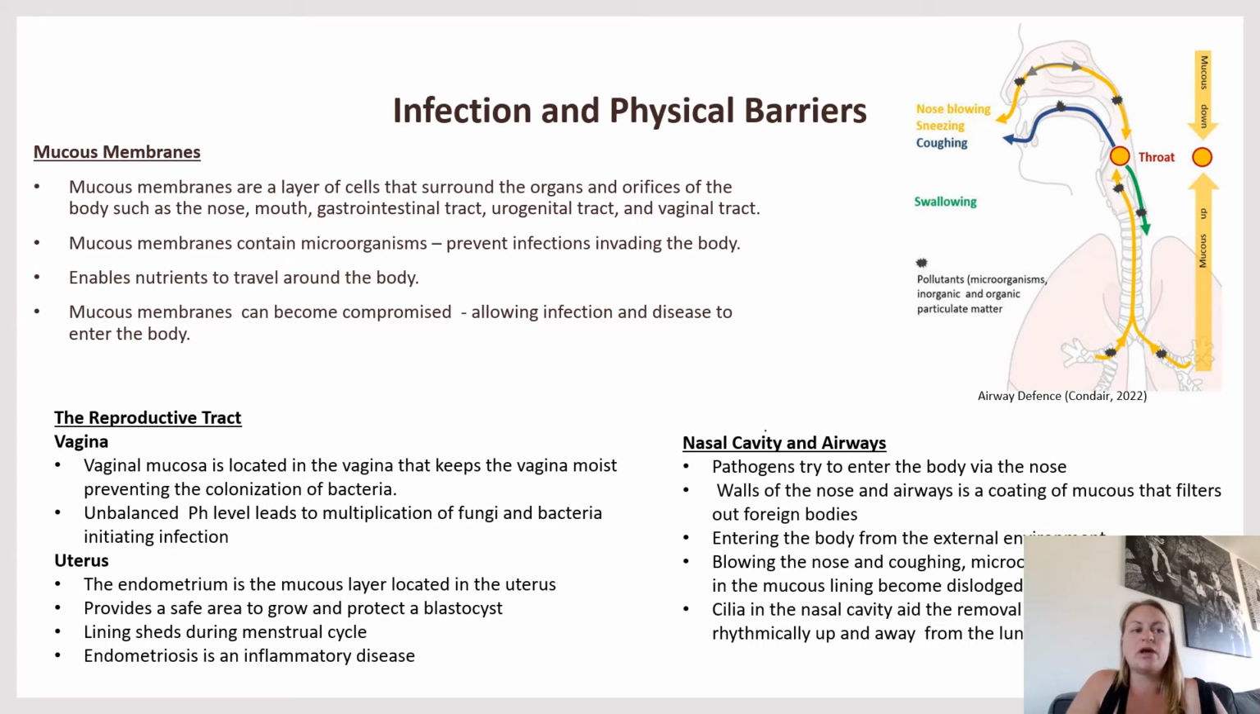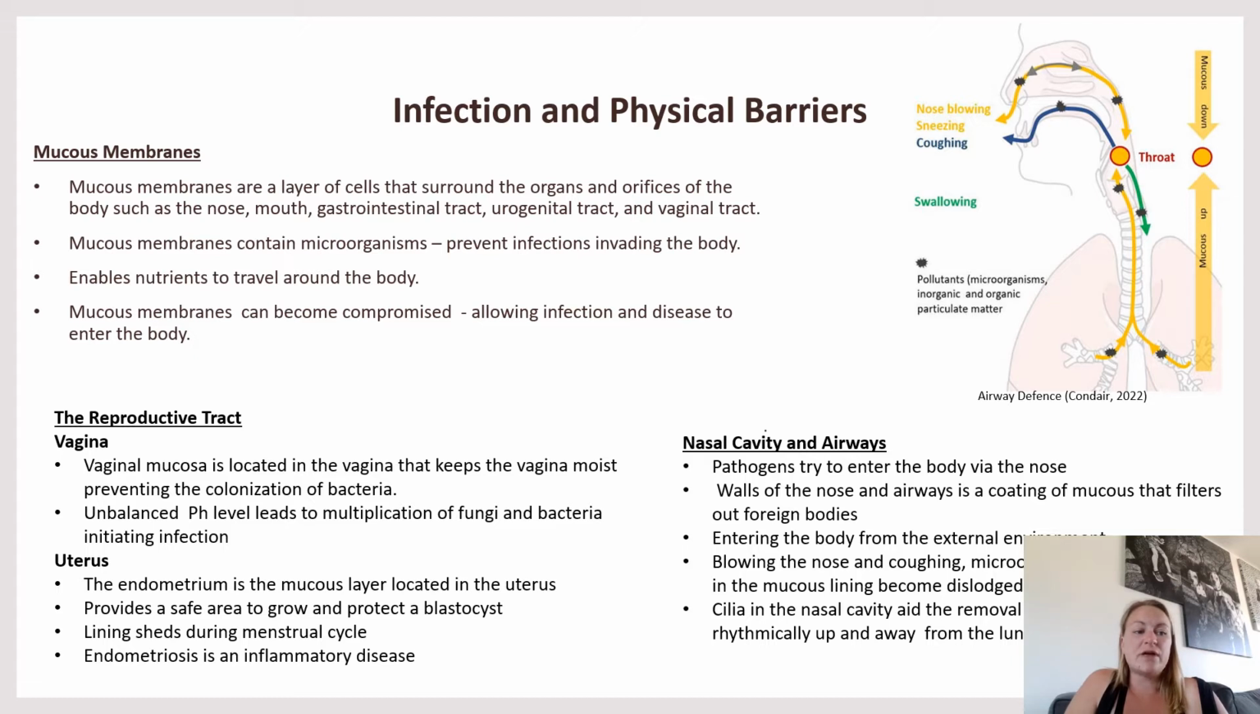Vaginal mucus secretes a fluid in the vagina, keeping it moist, preventing colonization of bacteria. If pH levels in the vagina become imbalanced, fungus and bacteria begin multiplying, initiating an infection. The endometrium is a mucous layer lining the uterus, enabling the growth and protection of an embryo at a blastocyst stage. If fertilization does not occur, the lining is shed during the menstrual cycle.